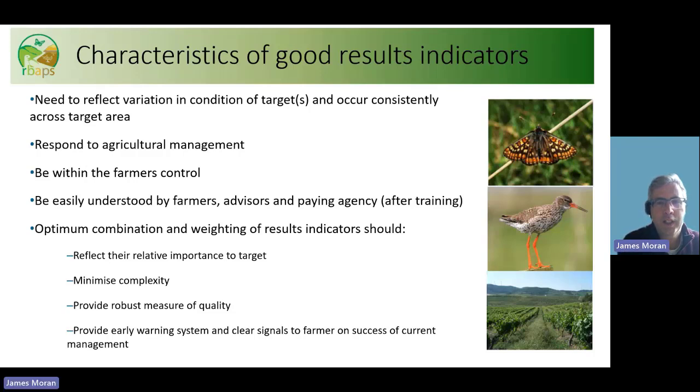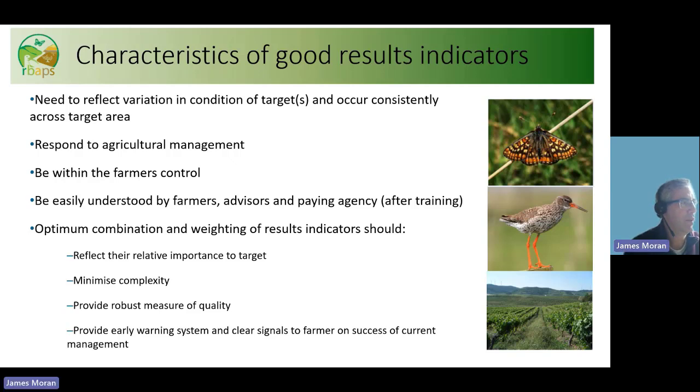Guidelines on good results indicators have been developed in various handbooks through results-based agri-environmental pilot schemes and initiatives across the European Union over the last number of years. And these characteristics of good results indicators are illustrated in this slide. So you see they need to reflect variation in the condition of the target and occur consistently across the target area. Because it is an agricultural landscape, they need to respond to agricultural management, be within the farmer's control, as I mentioned previously, and also be easily understood by the farmer, advisor, and paying agency after training.